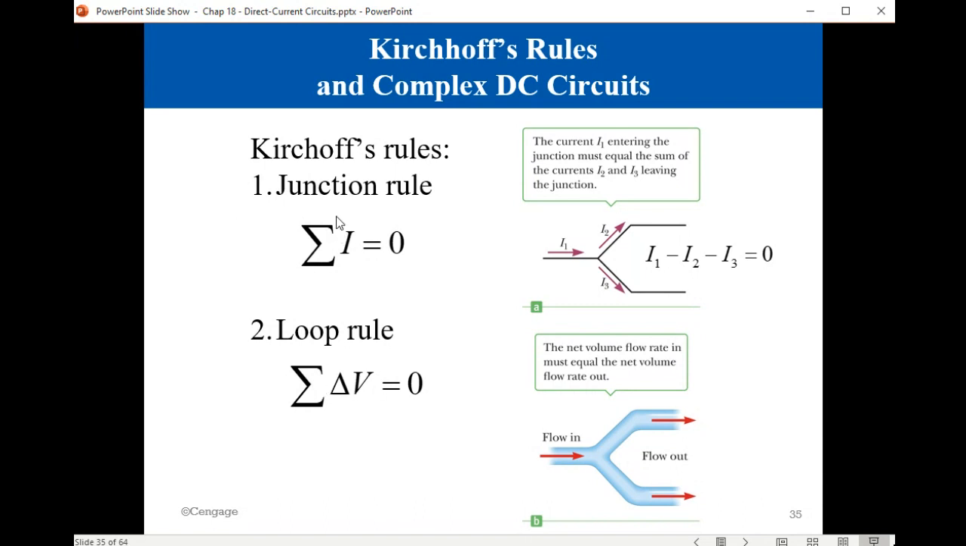Okay, so the first rule is an expression of the charge conservation principle. The second rule is an expression of the energy conservation principle. These two rules are very important. I selected an example so that we will be able to understand how to apply them.